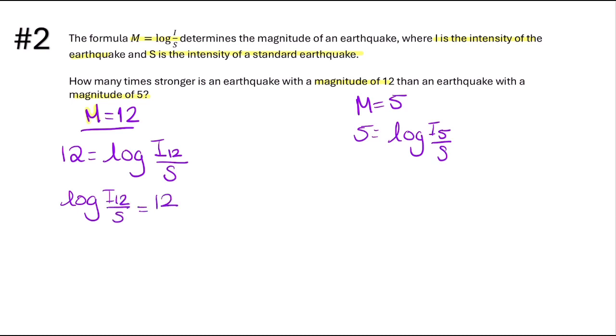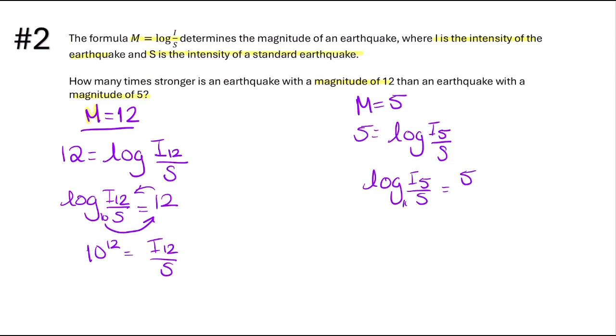Because remember, log means common log, so it has a base of 10. When I rewrite in exponential form, I get 10 to the 12th equals I12 over s. For this one, I'm going to first flip it around, so I have the log of I5 over s equals 5. Rewriting in exponential form, I have 10 to the 5th equals I5 over s.